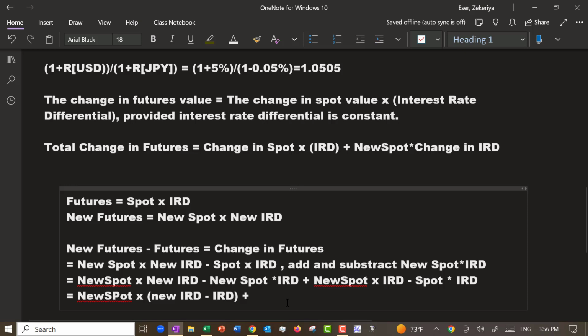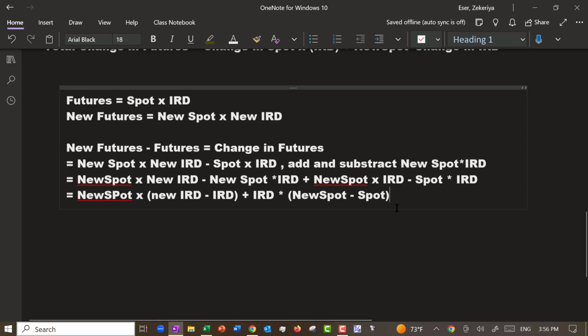plus IRD times new spot minus spot. Recognize this as change in the spot exchange rate. Recognize this as change in the interest rate differential. Okay.